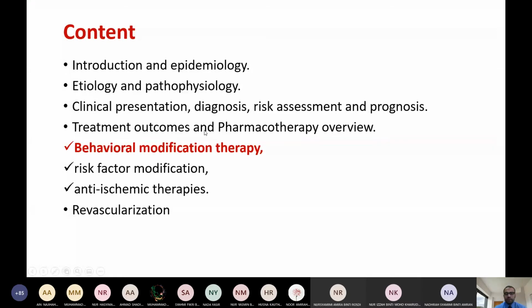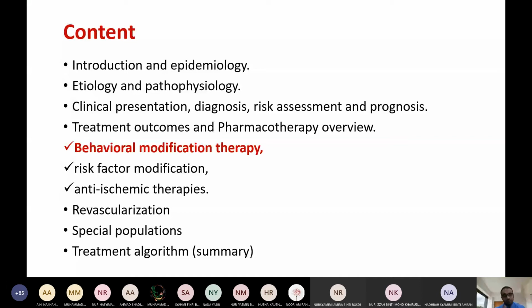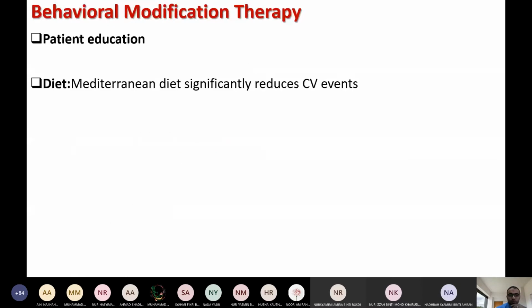Okay. So as we come together to the point of treatment outcome, we have behavior modification. Behavior modification, sometimes we call lifestyle modification. Most of the time they refer to the same issue. So when we talk about lifestyle modification, we want to make sure that the patient is well versed and well educated about the disease condition, the diet, and the impact of the diet on the cardiovascular event.